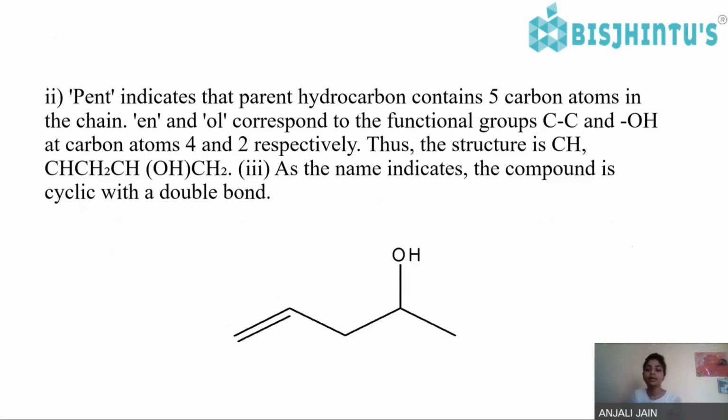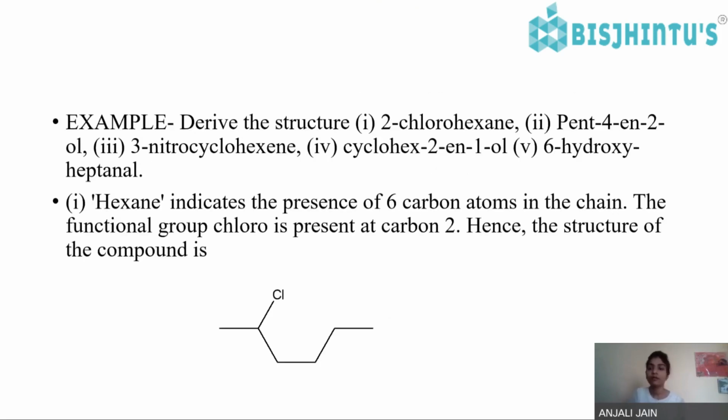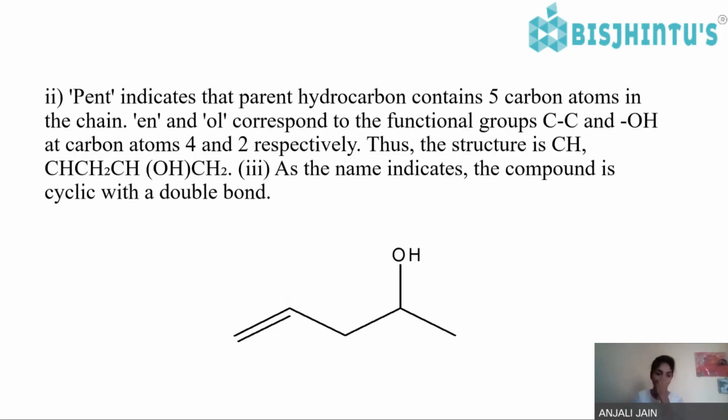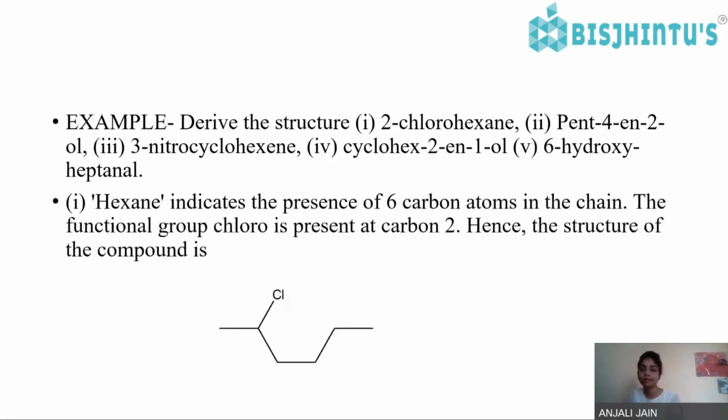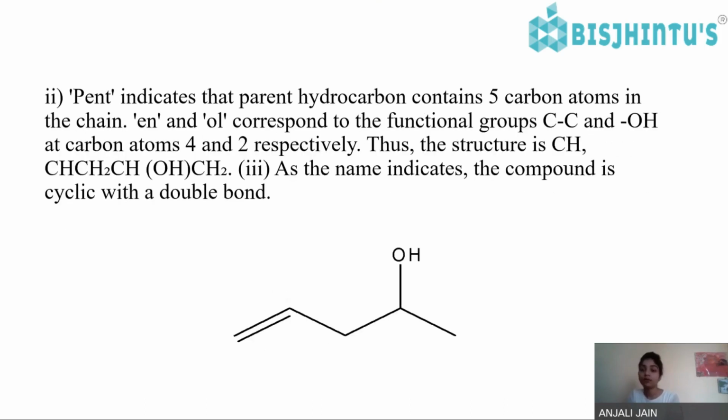Now, the second question was pent-4-yn-2-ol. So the basic moiety over here will be pentane, a 5-membered structure. Then 'yn' shows a triple bond, and 4-yn shows that at the fourth position I have to apply the triple bond. If I start the numbering from here, 2-ol at the second position, and at the fourth position there is yne. So this shows pent-4-yn-2-ol.